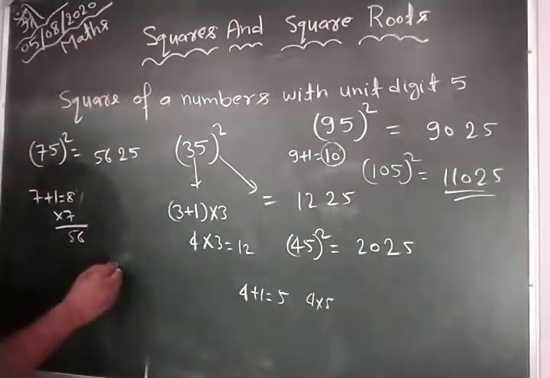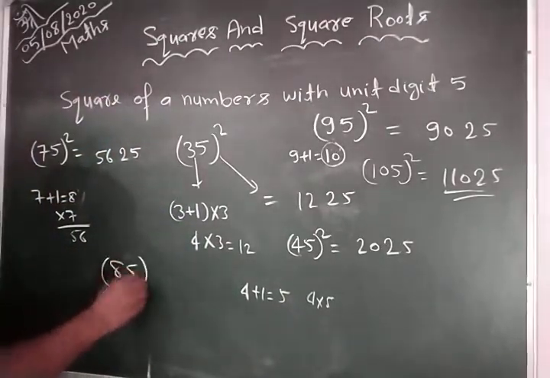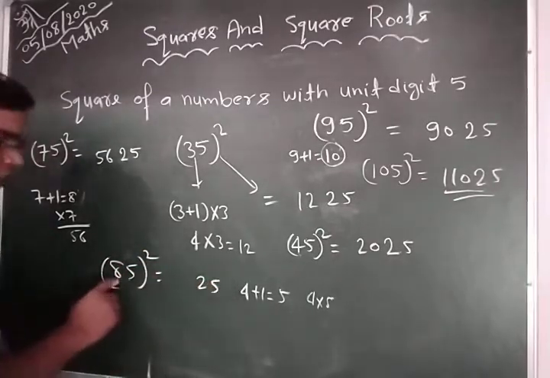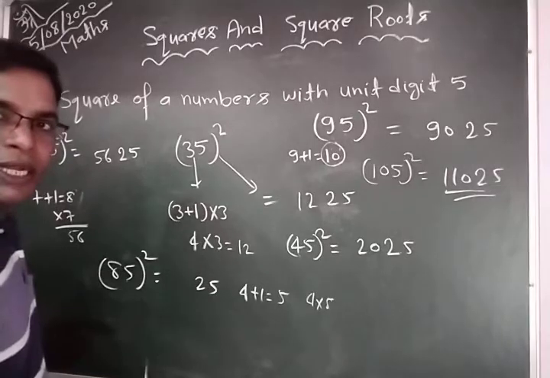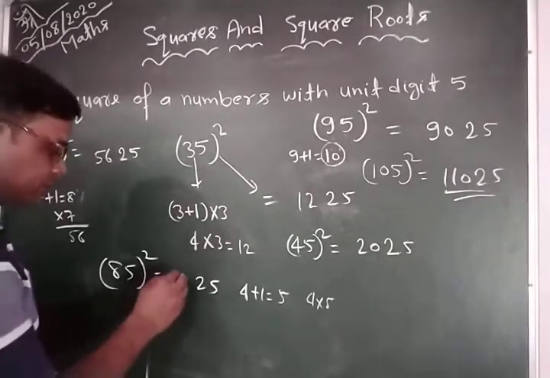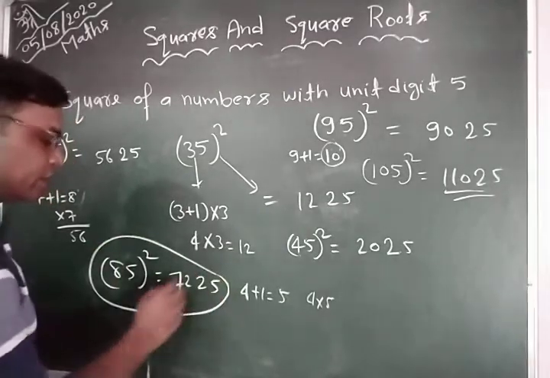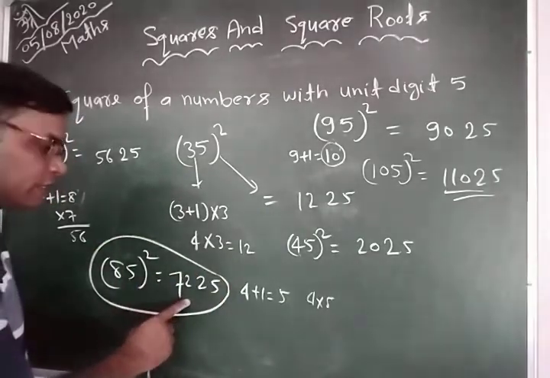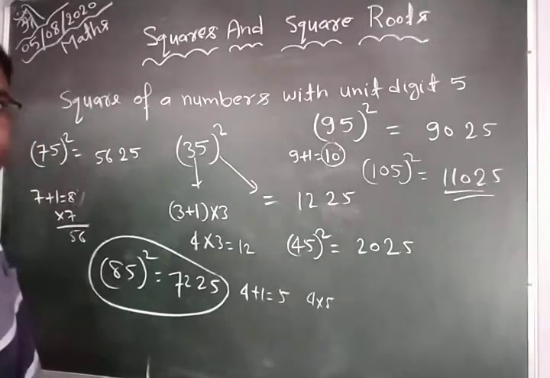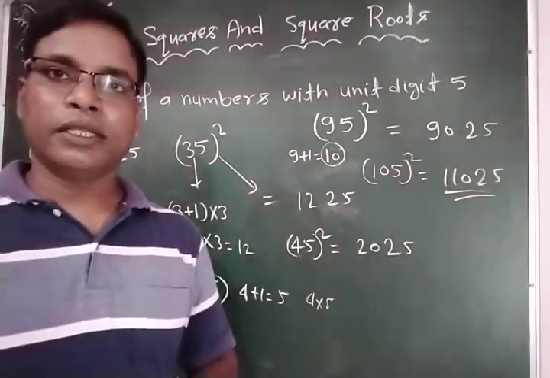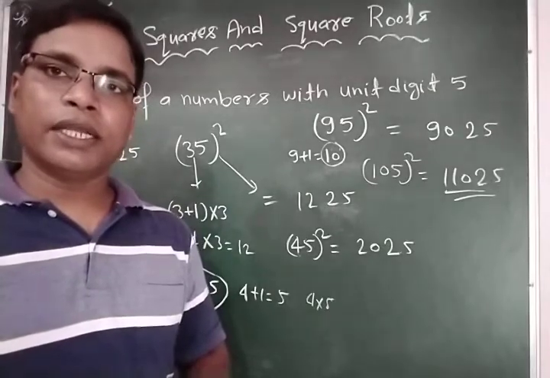Suppose you need to find the square of 85. Okay, so for 5 you write here 25, and 8 plus 1 is 9. 9 times 8 is 72. So you can see the square of 85 is 7225. Okay, students, I hope all have understood how to find the square if any number is given with 5 at the unit place.